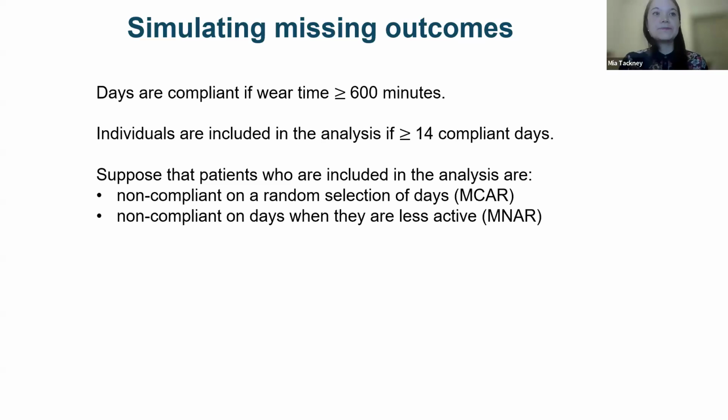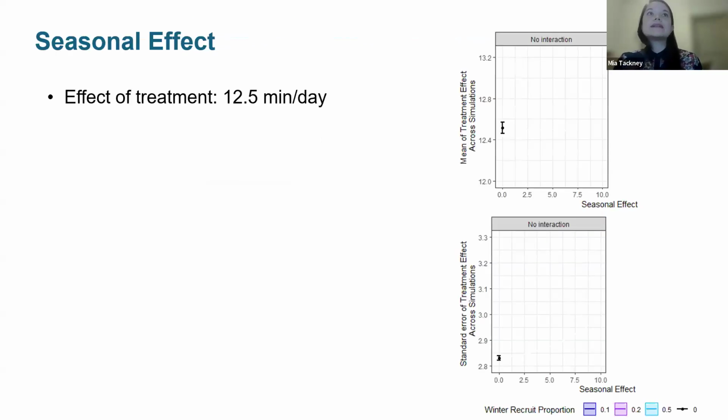So going into the results, at the top here, we're showing the mean of the treatment effect across 10,000 simulations. At the bottom, we're looking at the standard error of the treatment effect across 10,000 simulations. And you can see that in the absence of any seasonal effect, the mean of the treatment effect is around 12.5. That's what we set in the simulation. And the standard error is around 2.8.